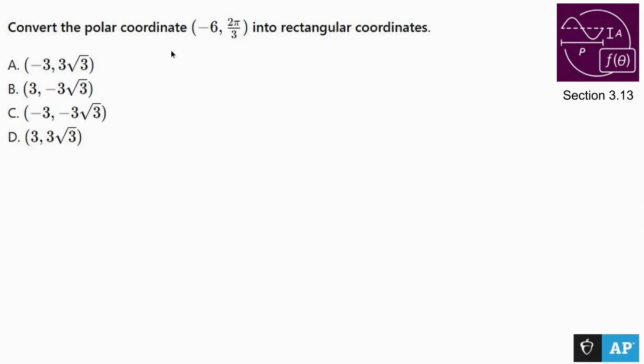Convert the polar coordinate (-6, 2π/3) into rectangular coordinates. So you would graph that on a polar coordinate plane, right? Let's just do a little rough sketch. Really rough sketch.